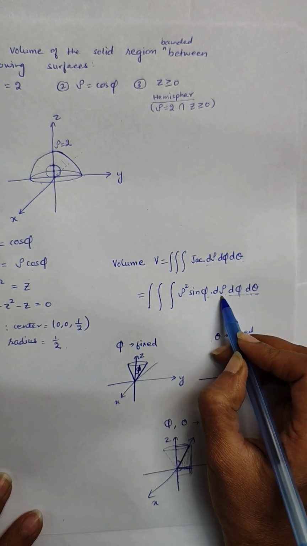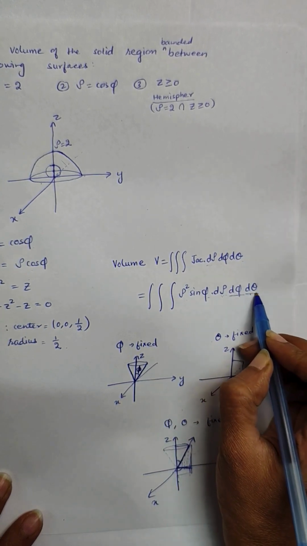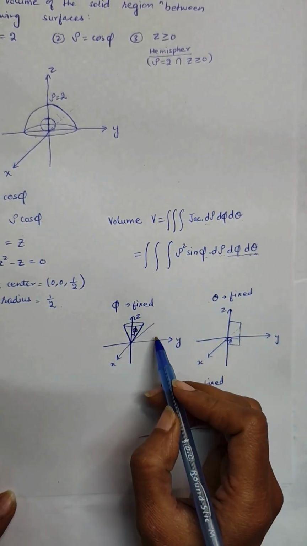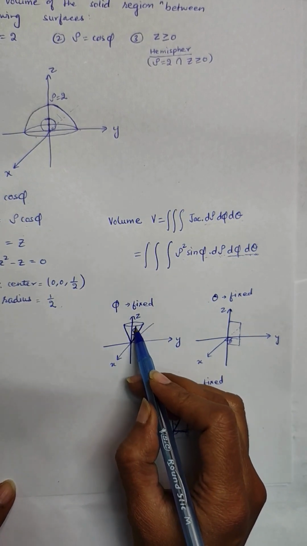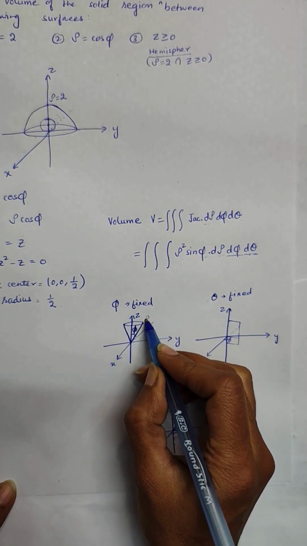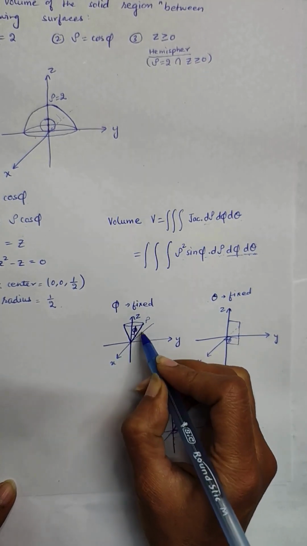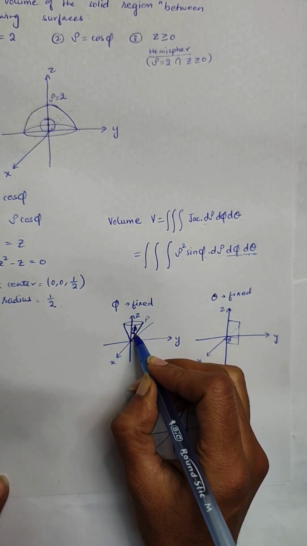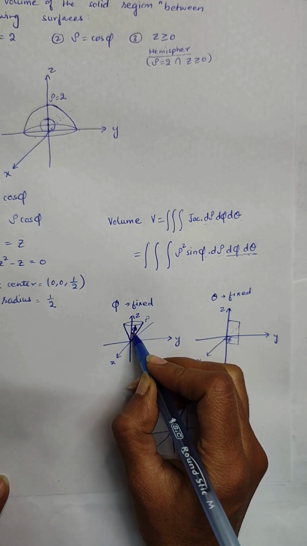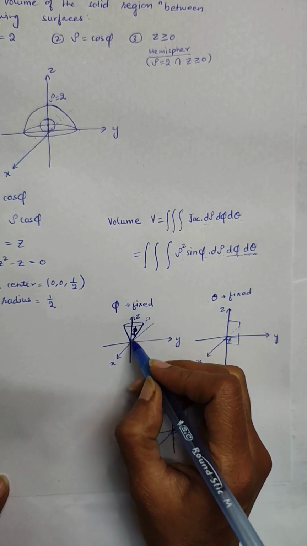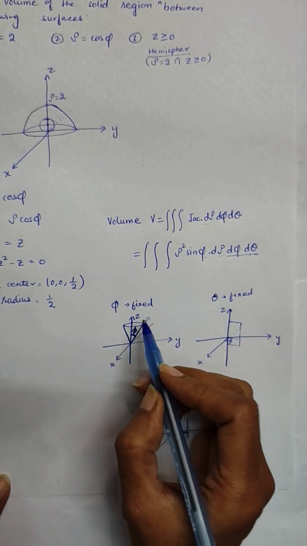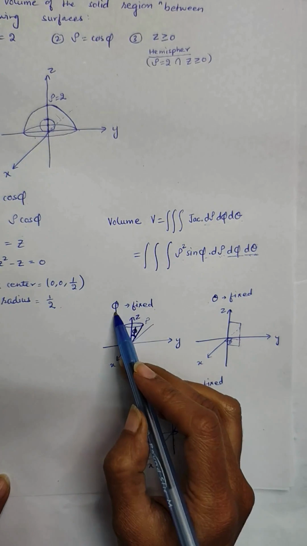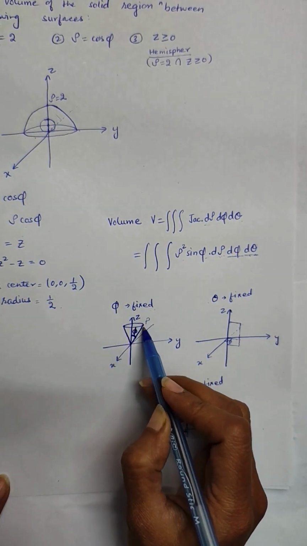To find the limits of integration with respect to rho, we need to fix phi and theta. So let's understand the meaning of keeping phi and theta fixed. Now in spherical coordinates, phi is this angle. If P is the point, then we join the point P to the origin to make this ray, and we measure its angle with the z-axis. So phi is the measure of the angle this ray makes with the z-axis. Okay, so if phi is fixed, then what do we get? We get this hollow cone. So phi fixed means we are on the surface of this cone.